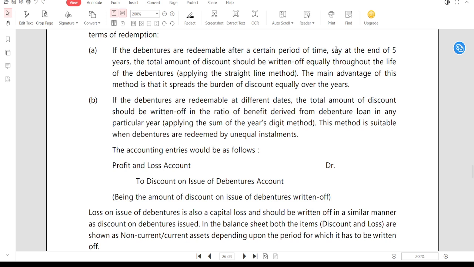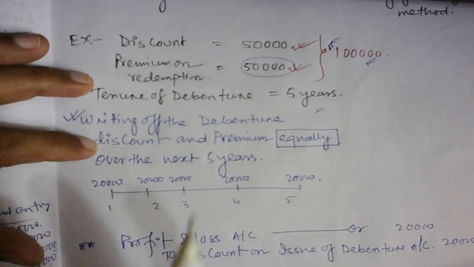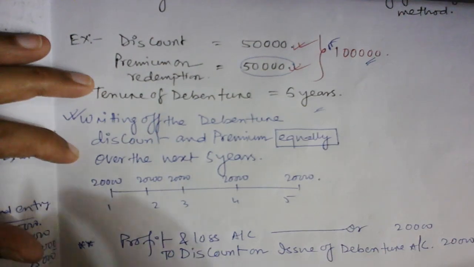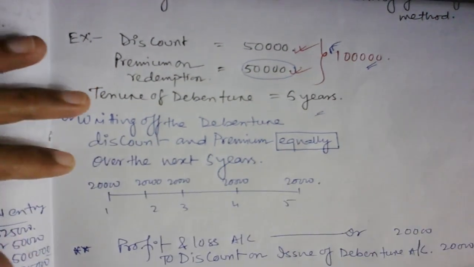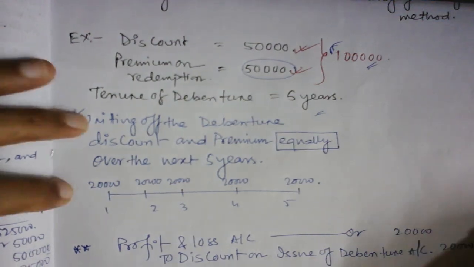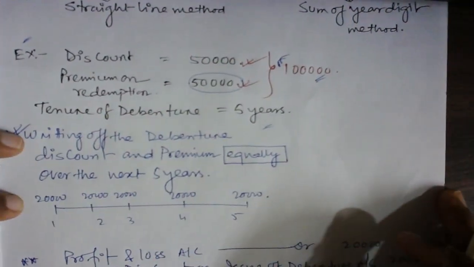So this is the straight line method. And why are we saying it's a straight line method? Because each and every year the amount of writing off is the same. Okay? Every year is the same. ये क्लियर है? ये चीज क्लियर है ना? SLM each and every year.